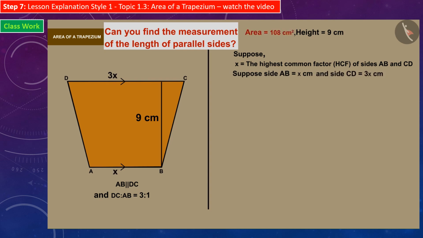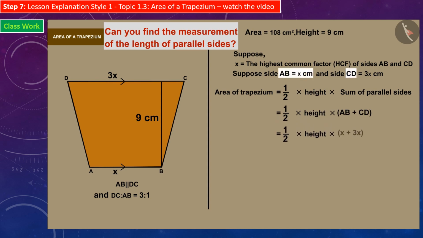The area of the pot is given as 108 square centimeters. Do you remember the formula for area of trapezium? Well done. The area of a trapezium is half the product of its height and sum of its parallel sides. So, let's find the sum of the parallel sides. We know that the measurements of the parallel sides are x and 3x respectively. So their sum will be 4x.